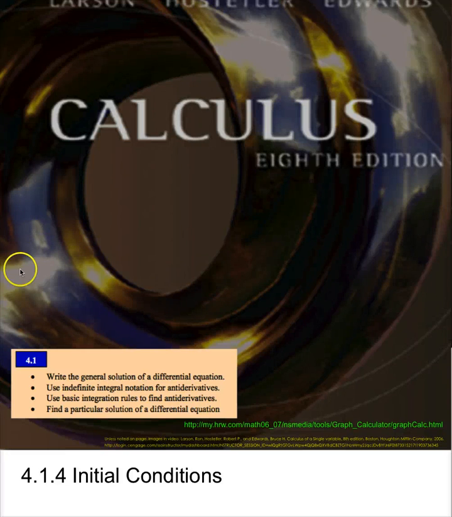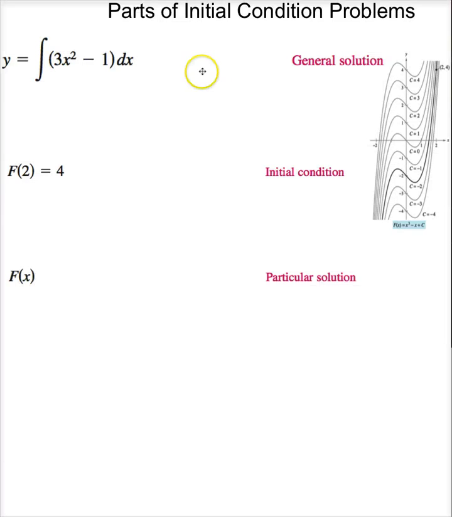Now let's talk about initial conditions. You remember that if I take the integral of a function, then I get what we're calling a general solution. So if I integrate this right here, I'm going to get x cubed over 3 minus x plus c. So I say my general solution is equal to x cubed minus x plus c.